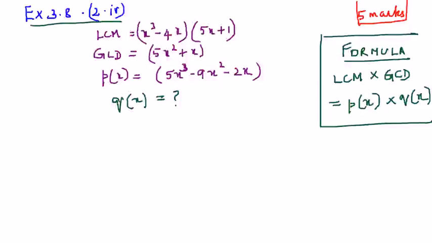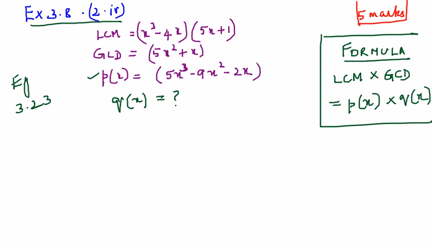Exercise 3.8, the second sum, fourth part. It is similar to example 3.23. The only difference is that there they asked you to find the LCM. Here you have to find Q of X, the other polynomial. So one polynomial is given, LCM is given, GCD is given. We have to find out the other polynomial, right?